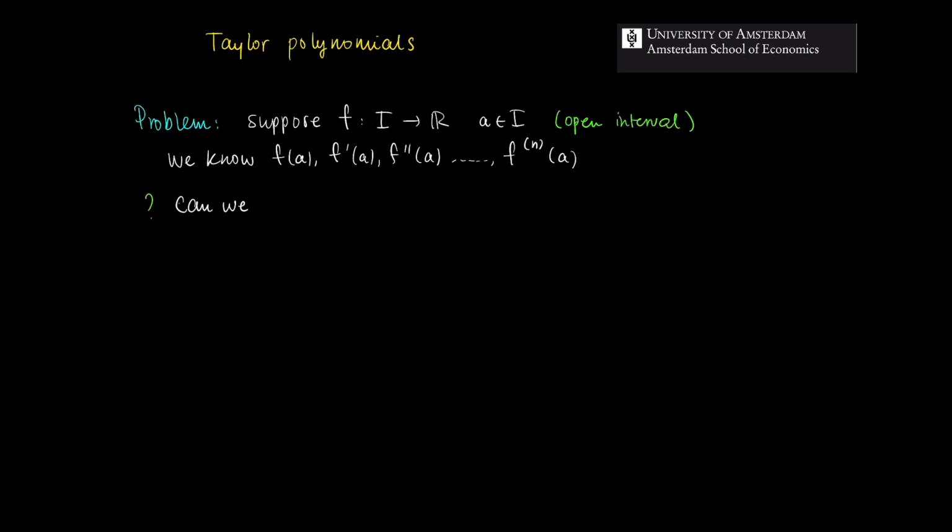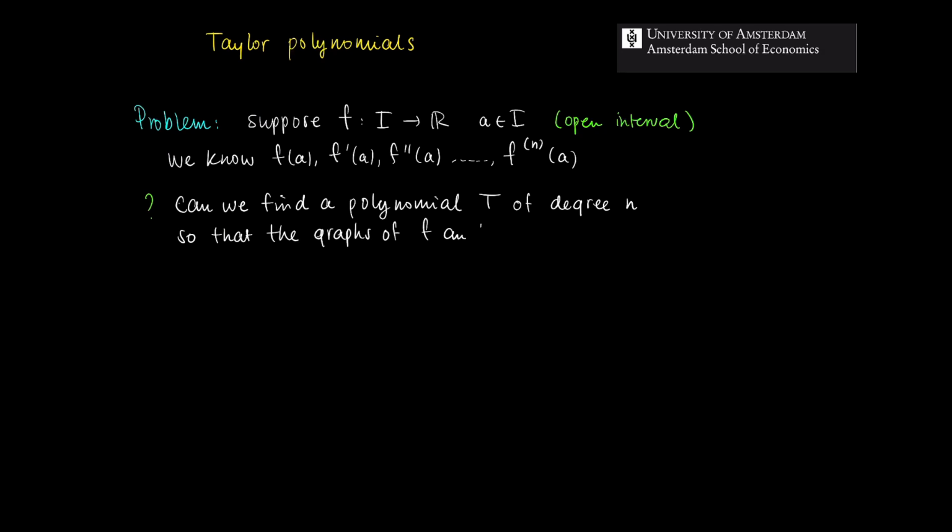Then the question is, can we find a polynomial t? Well, the t stands for Taylor, but that's just a name, of degree n in that point a, so that the graphs of f and t are tangent to order n in that value a. Can we find such a polynomial? Well, in the coming I will show that this is pretty much straightforward and that we can calculate such a polynomial.